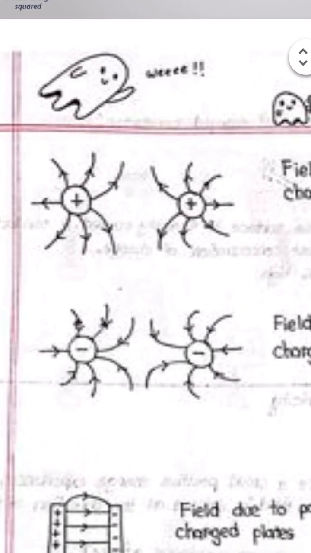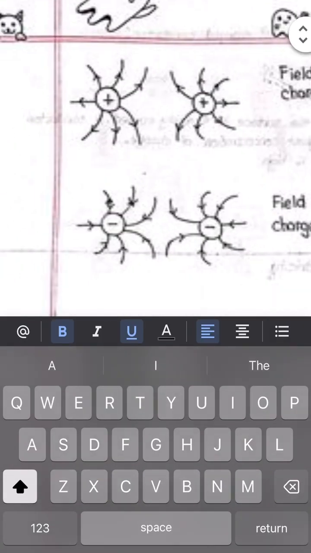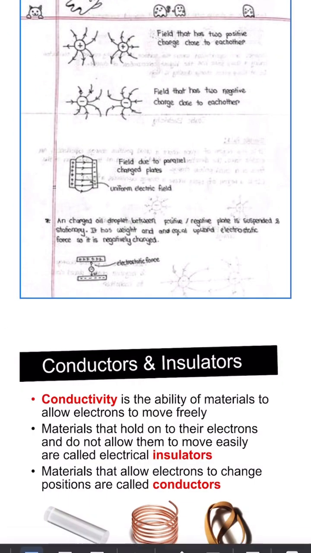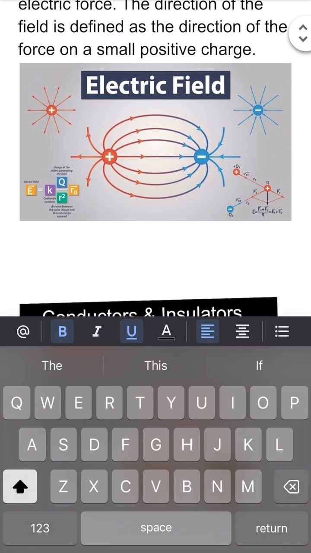And if you are asked to draw it, you will see that the positive charges are like this. The arrows will be facing outwards, moving away, whereas in a negative charge the arrows will be facing inwards. All right, okay, so that's the thing.